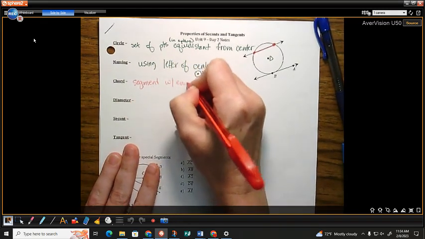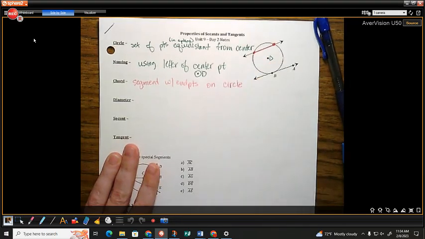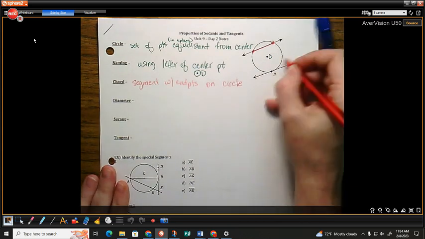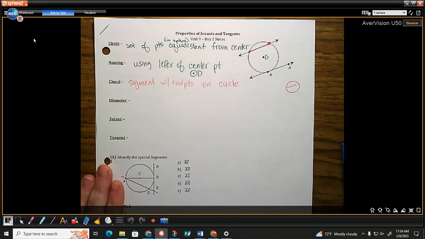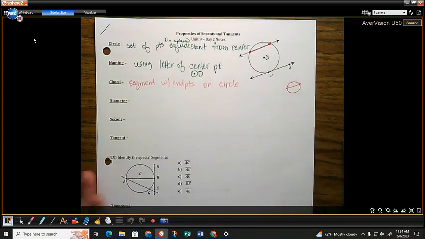So it's got its endpoints on the actual circle. Okay? Can you have any pieces sticking out to the outside? Nope, because the endpoint is at the circle. If it doesn't make it all the way across, if you have something like that, is that a chord? No. Nope, it has to go all the way across. Okay, so that's what a chord is.